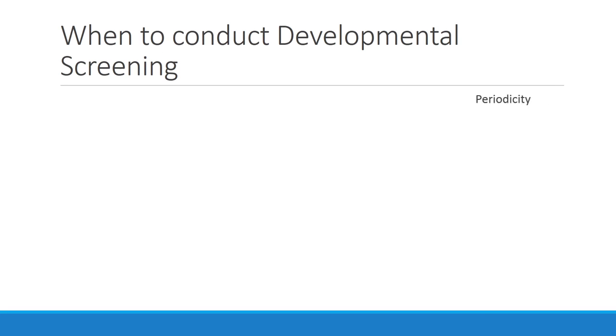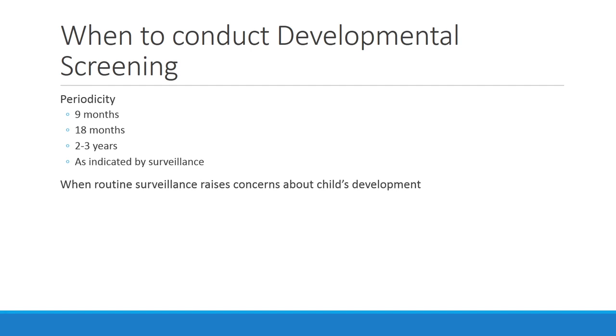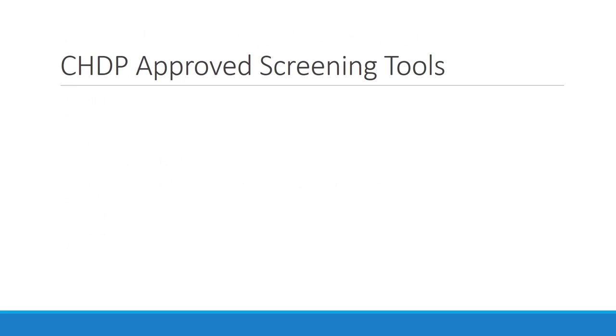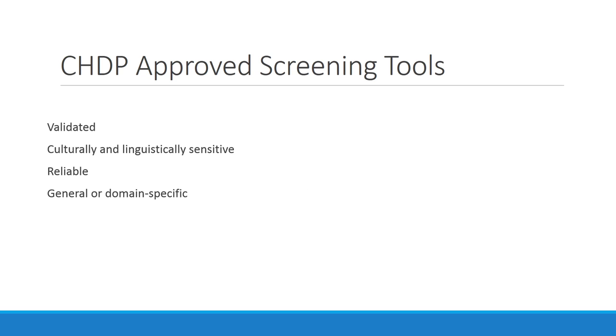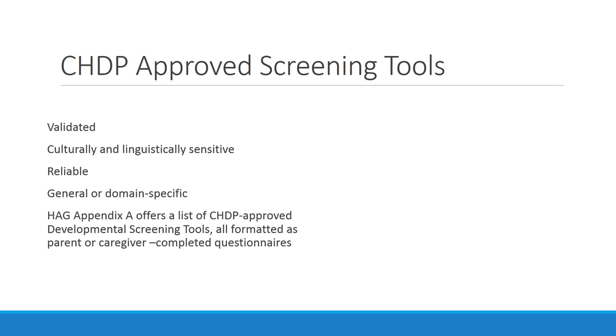As a reminder, you should conduct a complete developmental screening at 9 months, 18 months, 2 to 3 years, and as indicated by surveillance or when there are concerns about the child's motor or behavioral development, growth patterns, or other possible issues such as autism. CHDP has a list of approved developmental screening tools that are scientifically validated, culturally and linguistically sensitive, and offer reliable results. The chart in the Health Assessment Guidelines Appendix A offers a list of general and domain-specific screening tools, most of which are formatted as parent or caregiver completed questionnaires.